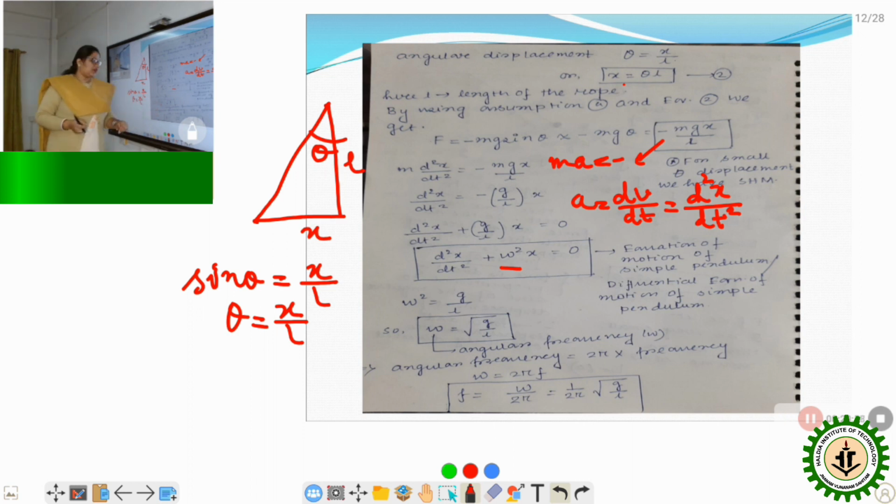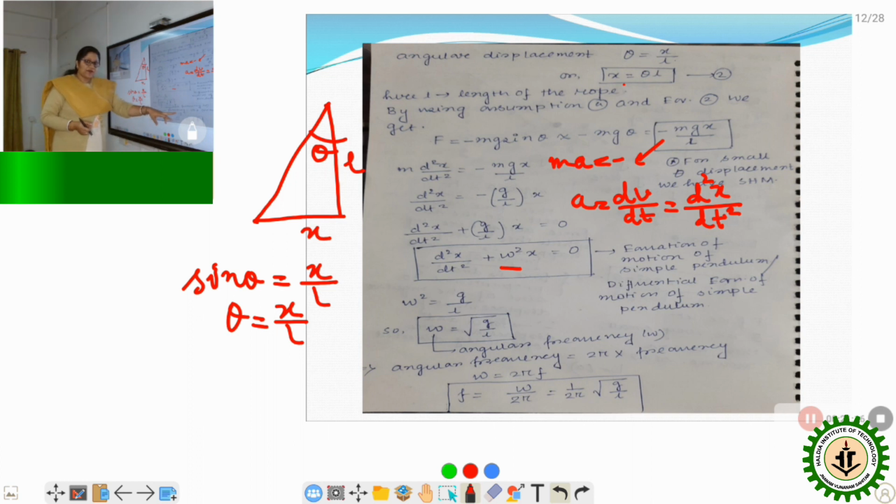Omega is called angular frequency. So what will be omega? Omega will be root over g by L. Now how does this angular frequency relate to the normal frequency? That is equal to 2 pi into frequency. This is a very important equation you need to remember. So omega equals 2 pi into normal frequency.